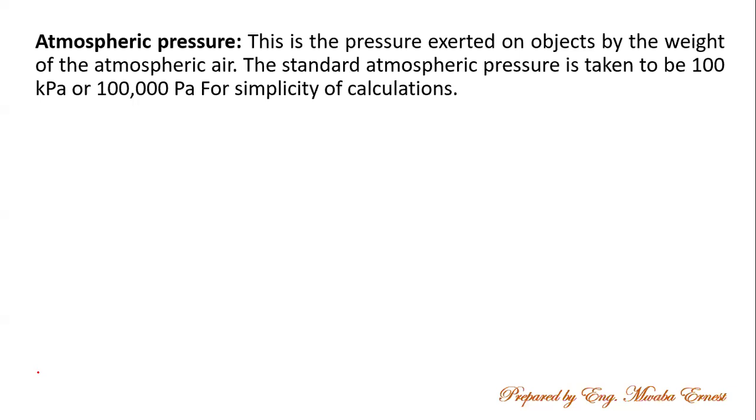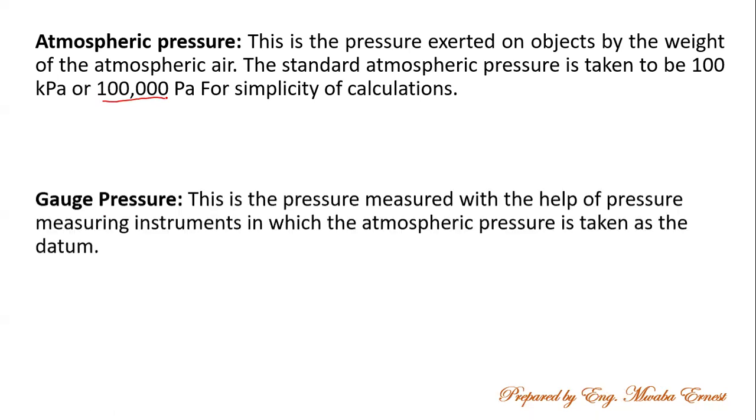Now, we have what is known as atmospheric pressure. What is atmospheric pressure? Atmospheric pressure can be defined as the kind of pressure exerted on objects by the atmospheric air. And the average value that we'll be using for analytical purposes, for calculations, is 100,000 pascals or 100 kilopascals. But the actual average value is 101.3 kilopascals. No need to worry about that because we'll be focusing on 100 kilopascals in the calculations. This is the number we'll be using from time to time.